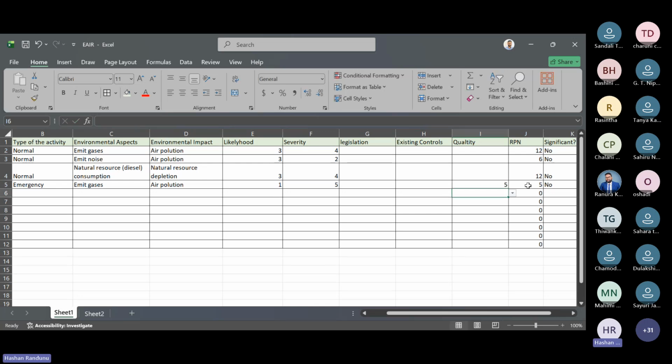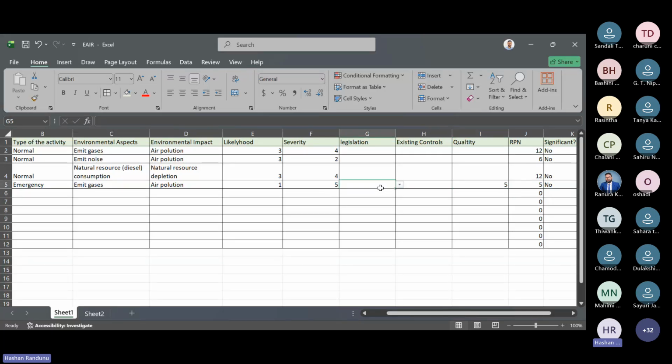You can rate the quantity for gas emission due to a generator explosion as 5 because the emitted gas is very high compared to normal generator operation, right? So by adding more criteria and also by considering several areas, you can identify proper significant environmental aspects.